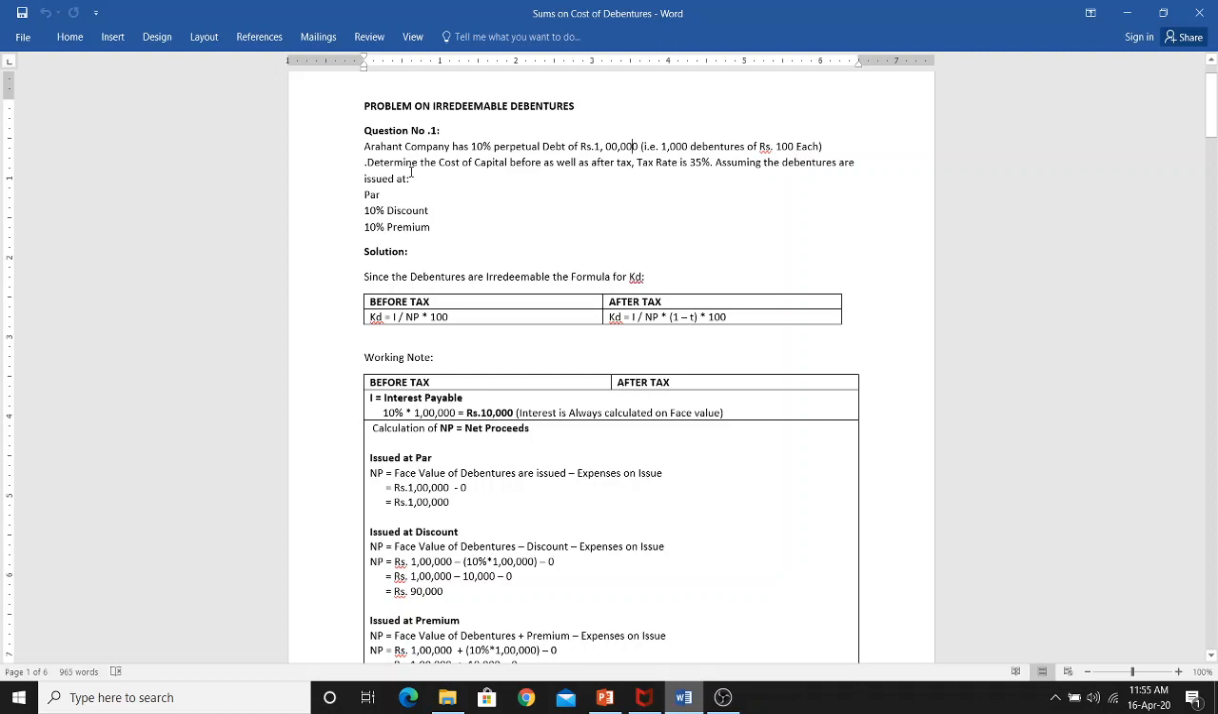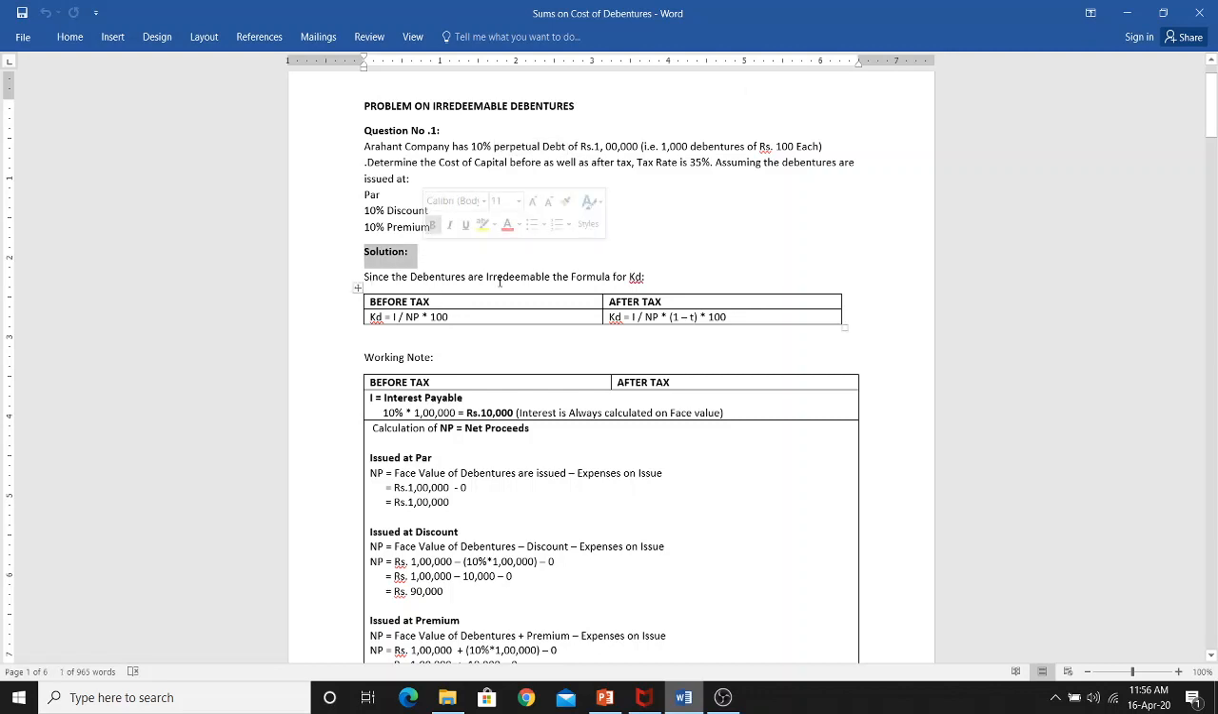They are telling us to determine the cost of capital before as well as after tax. The tax rate is 35%, assuming the debentures are issued at par, at 10% discount, and at 10% premium. So what is the question stating? First of all, perpetual debentures, so you have to keep in mind that the nature of the debenture is irredeemable. Second, they are telling us to calculate before tax and after tax. Now what is going to be the formula? Let us see the solution.